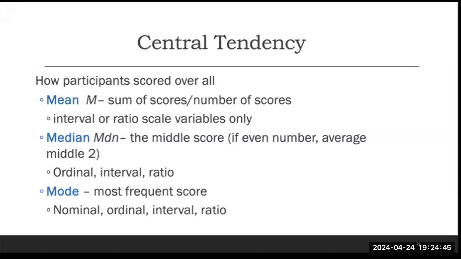And finally, we have mode. Mode is simply the most frequent score. We can use that for any scale of variable: nominal, ordinal, interval, or ratio. So if you have nominal scale values, you're very limited in what kind of central tendency you can use. When you have quantitative values, you have more choices. You also want to be careful because if you have really extreme scores, the mean is easily influenced by outlier scores.